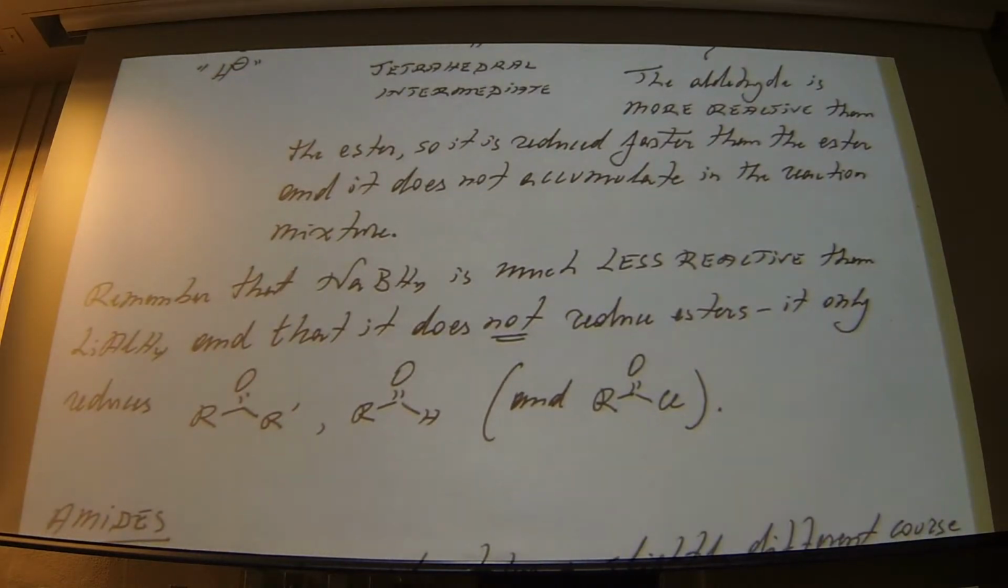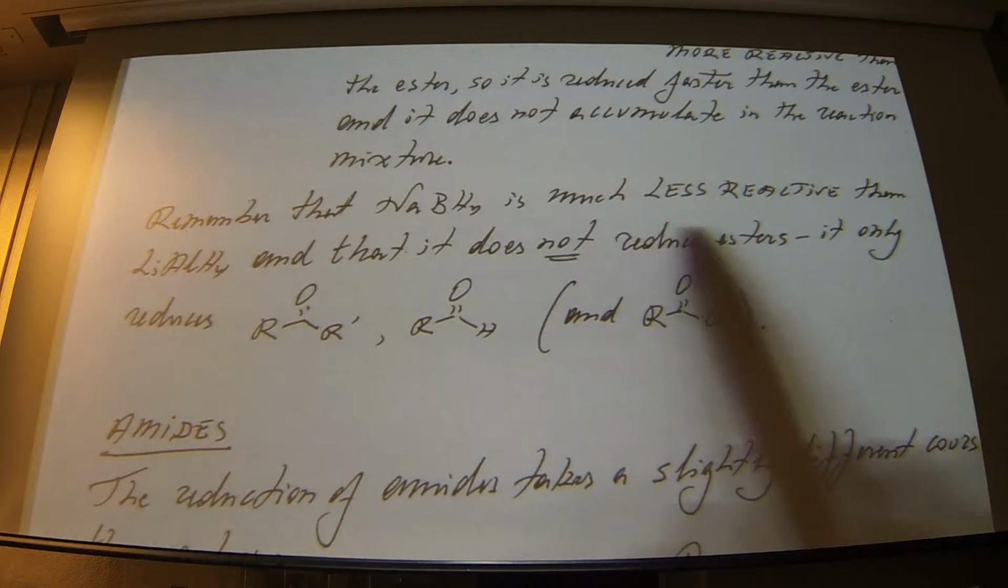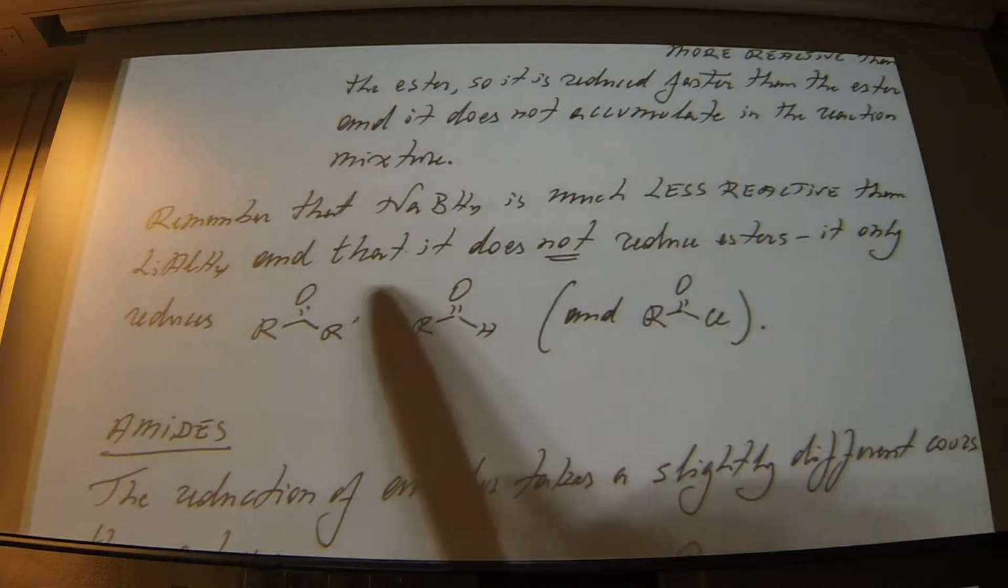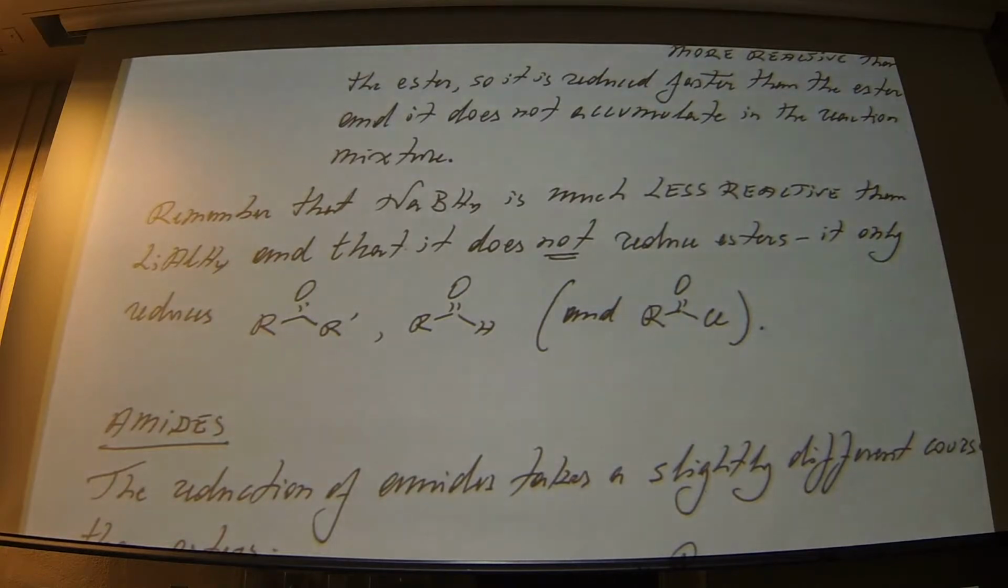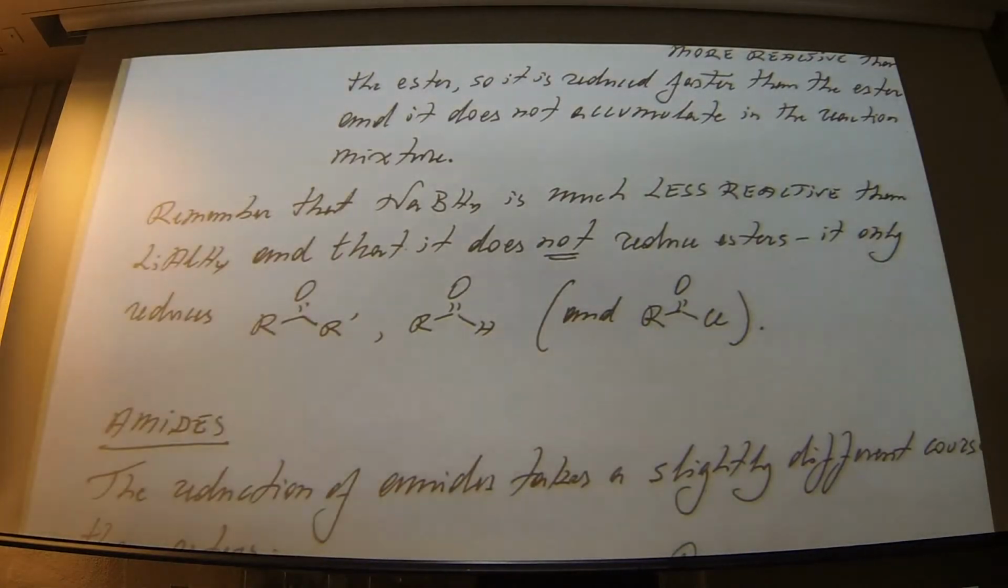So this is what I said before. Sodium borohydride, much less reactive than LAH, does not reduce esters. And that's maybe not completely accurate. It actually will reduce some esters, but very slowly, much more slowly than LAH. And typically, it's not a particularly useful reaction. So if you want to reduce an ester to the alcohols, you use lithium aluminum hydride.